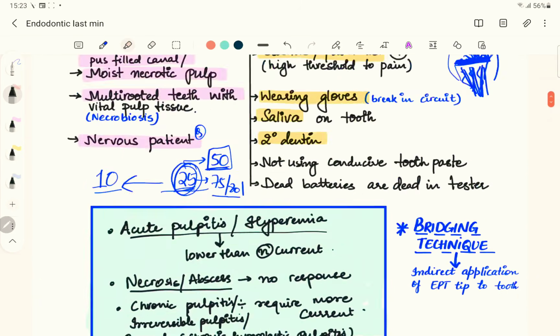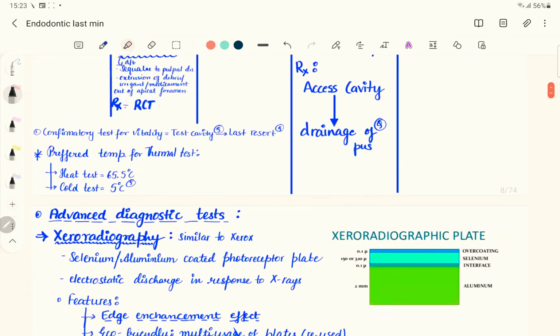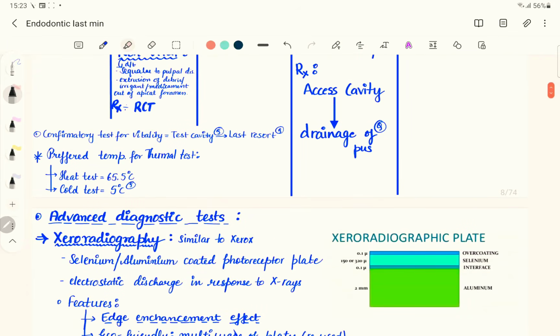So the temperature which we take for the thermal test, what is the ideal or the preferred temperature? For heat test we take 65.5 degrees Celsius. For cold test we take 5 degrees Celsius. So the preferred temperature for heat test is 65.5 degrees Celsius. For cold test it is 5 degrees Celsius.